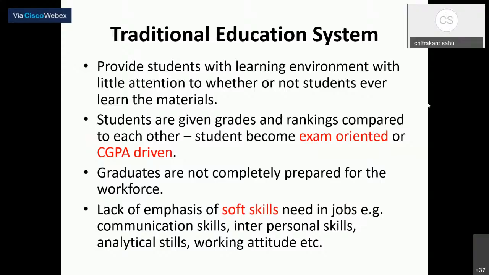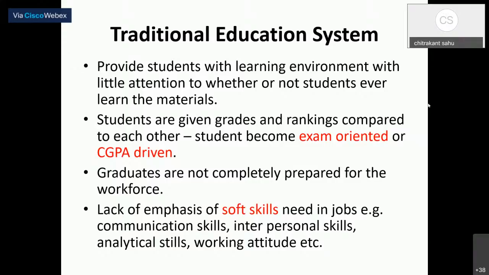So let's go back and see what the limitations of the traditional education system are. In the traditional education system, the learning was exam oriented. They were only focusing on the knowledge part, not on skills and behavior. It is observed that in the traditional education system, most of the students are aware of the CGPA, what CGPA they will get after graduation, and accordingly they will apply for jobs.